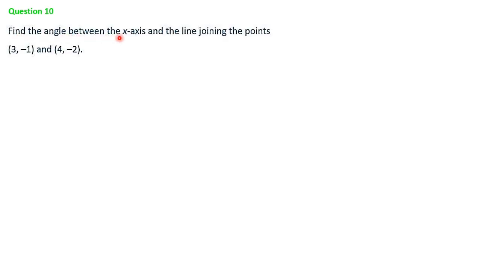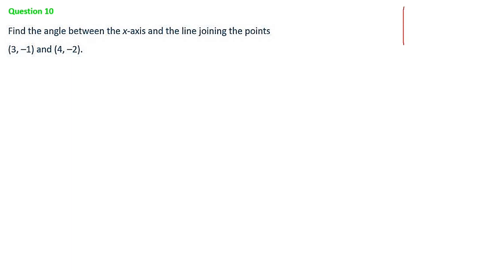Next we shall discuss question number 10. Find the angle between the x-axis and the line joining the points (3, minus 1) and (4, minus 2). Here we are asked to find the angle between the lines and the line joining the points. 2 points are given, (3, minus 1) and (4, minus 2). If you join these 2 points, you will get a straight line. We are asked to find the angle between the x-axis and the given line.